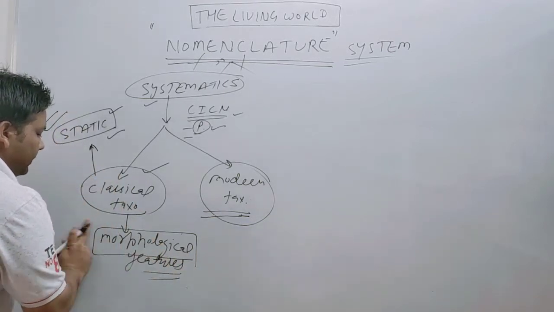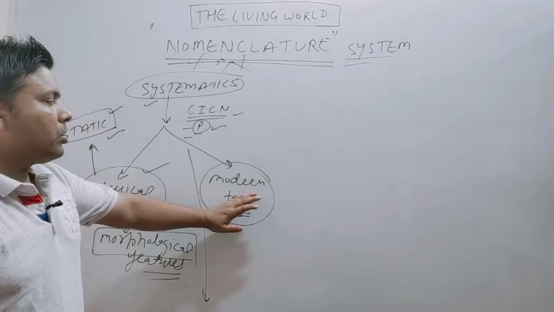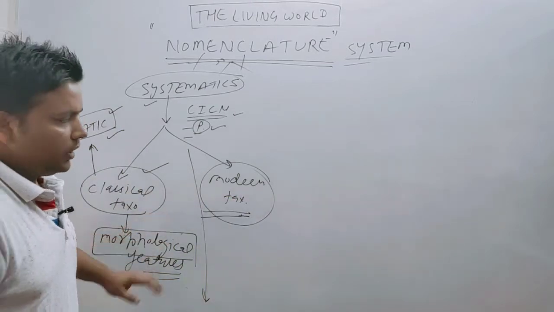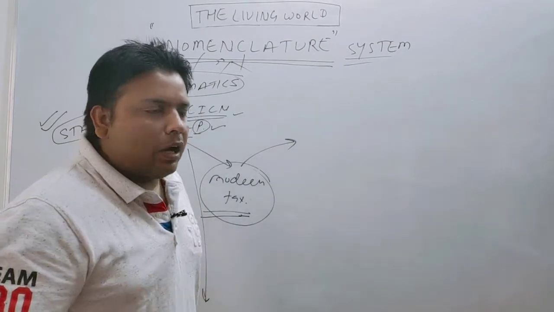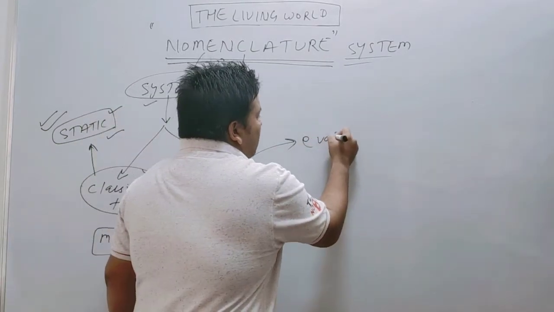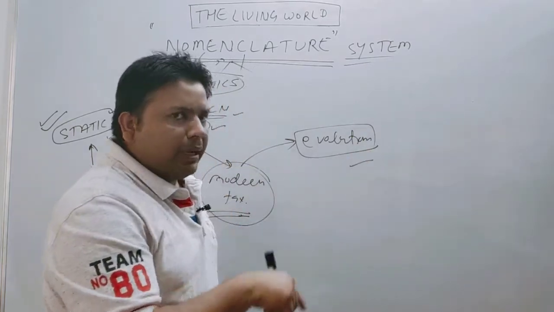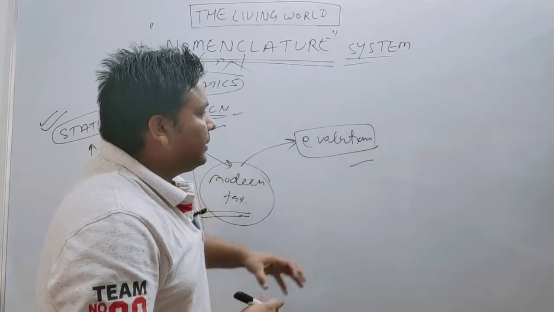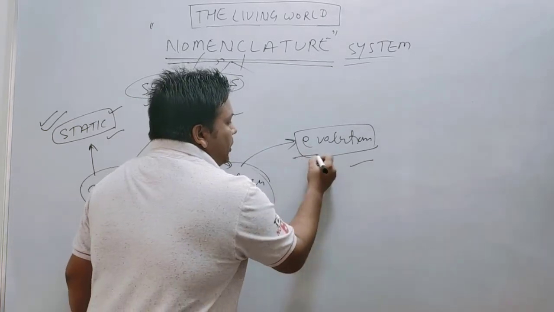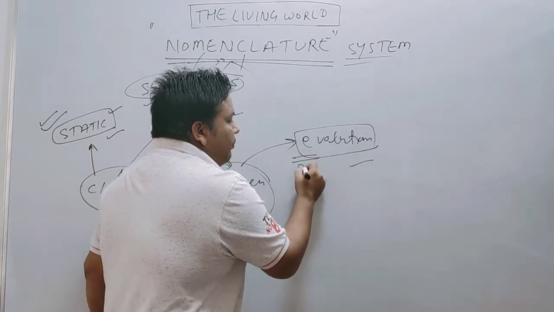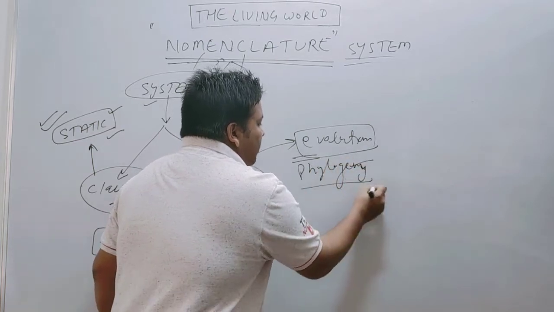Now the second thing is, if we compare this modern taxonomy with this classical taxonomy, then what does modern taxonomy say? Modern taxonomy allows the evolution. That also considers the evolution. Actually, this is the main point. This considers, at the first and foremost point, the evolutionary history, so that we can compare the phylogenetic relationship. This is the main thing.